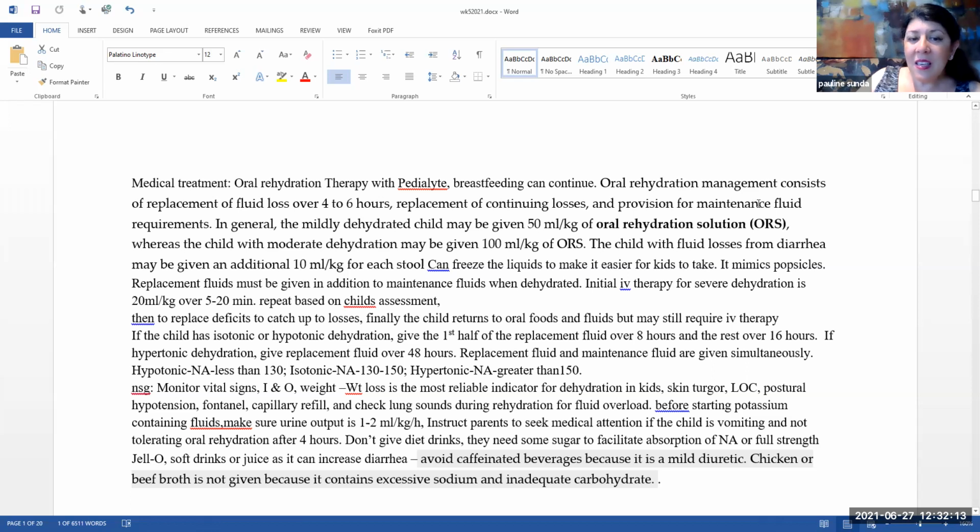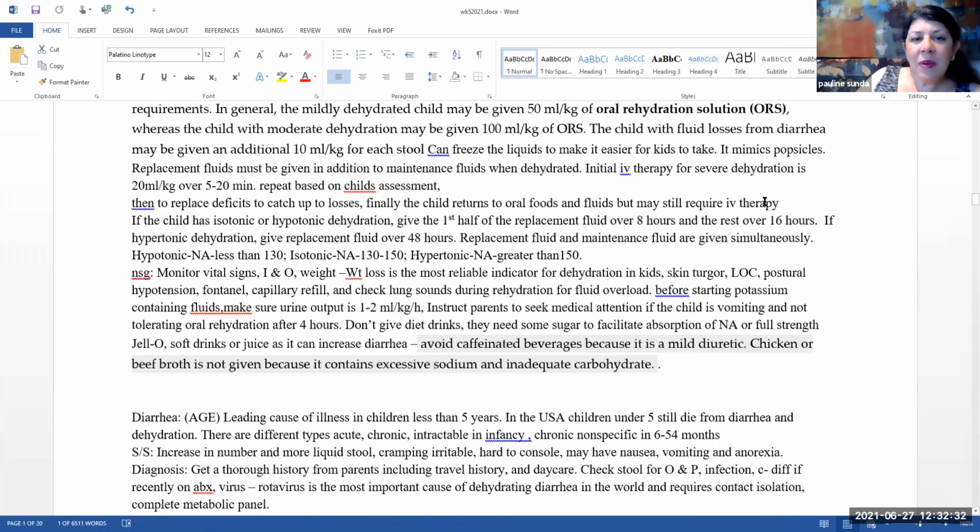Replacement fluids must be given in addition to the maintenance fluids when dehydrated. Initial IV therapy for severe dehydration is typically 20 milliliters per kilogram over 5 to 20 minutes, and we repeat this based on our assessment. Then we want to replace the deficits to catch up the losses.